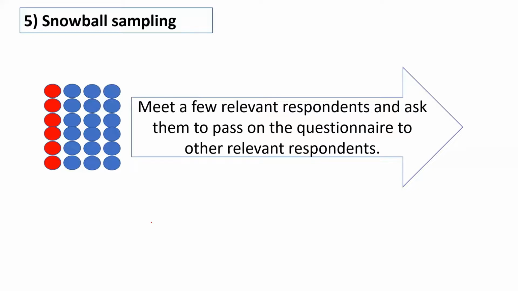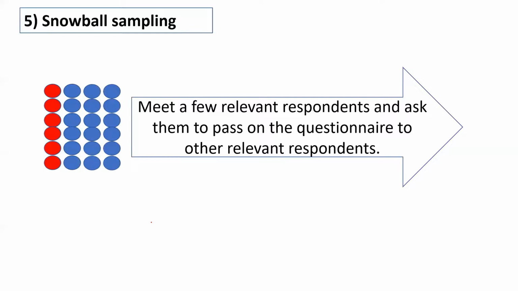Snowball sampling is only possible when there's human involvement. Either you are doing the study on humans, or you are doing the study on subjects that are under the care of humans. For instance, babies, you deal with the mothers or the caregivers. For instance, pets, you deal with the owner. So what is snowball now? You meet a few relevant respondents and ask them to pass on the questionnaire to other relevant respondents.